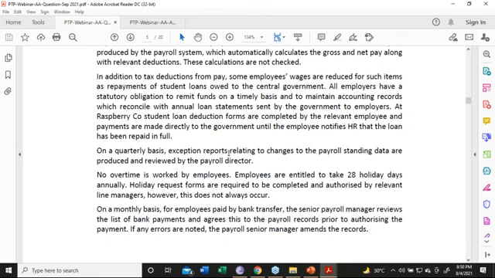So another poor control, and the poor control is student loan deductions are made by the payroll department, but once the employee himself notifies, only then those deductions are stopped. What if a student misses out to inform the company that their loan has been completely paid out? So the deduction needs to be stopped.